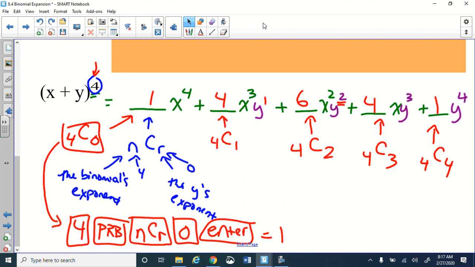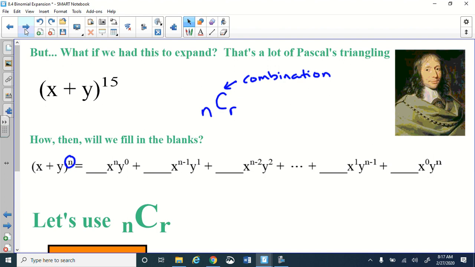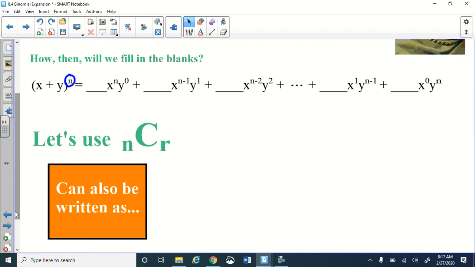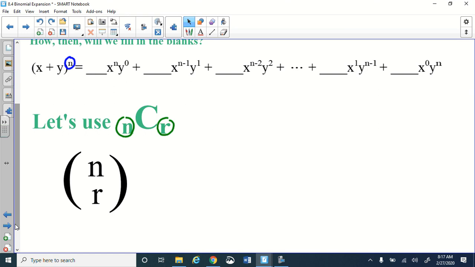Let me make sure I covered everything. I tried to split these videos in 2. This was just a setup. Once again, n is the binomial's exponent, r is y's exponent, and every now and then, instead of nCr, you'll see these big parentheses with the n on top and the r on the bottom. It means the same thing. So just in case you see that, know that it means the same thing.